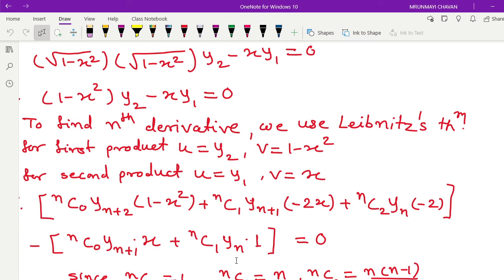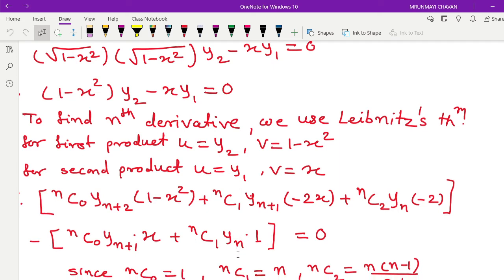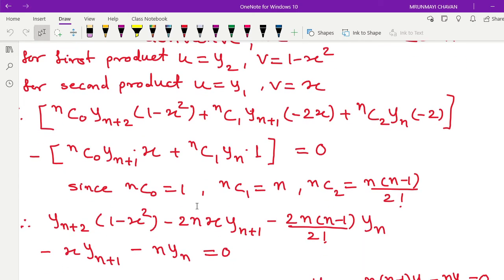So this is nC0 y_(n+1) into x plus the next term will be nC1 and one derivative of this y, decreased by 1. So y_n and derivative of this x is 1. So in this way the next term will be 0 since derivative of 1 is 0. So we terminate here. Now we have to simplify this.